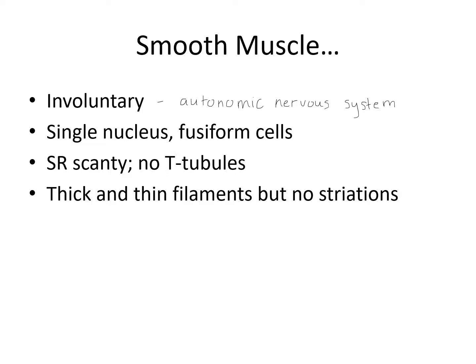So your autonomic nervous system, this is something that we'll be covering coming up, but when you see that word autonomic, think automatic. Smooth muscle cells themselves are rather fusiform, and they generally have a single nucleus. So generally fusiform cell, single nucleus. We don't see striations. The sarcoplasmic reticulum is not as abundant as it is in skeletal muscle tissue, and you don't see T-tubules. And this has to do with just how calcium is utilized within these cells. And then we do see thick and thin filaments, but we don't see striations.